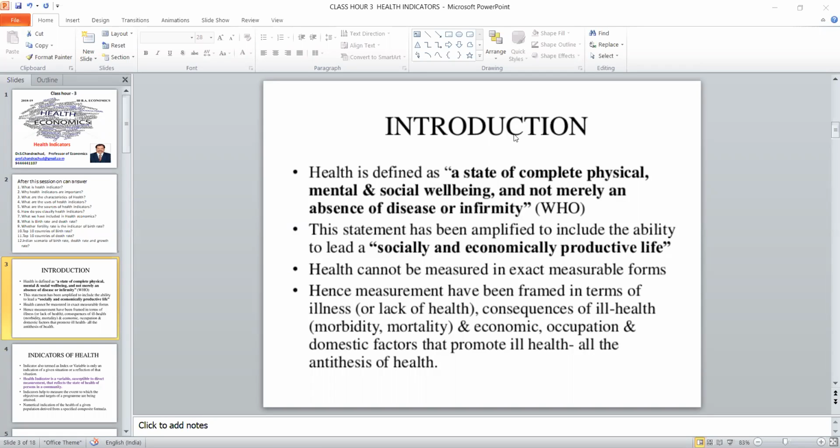Another important thing that we have to consider is what are the consequences of ill health, especially the mortality rate or morbidity rate. And there are many factors which influence the health, that is economic factors, the occupation of the individual, and some other domestic factors which may promote ill health. So these things we should know. Then only it is easy to identify what are the health indicators.